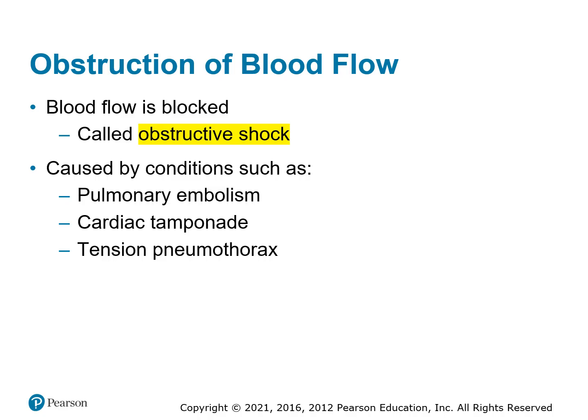Cardiac tamponade is when the sac around the heart fills with blood, and tension pneumothorax is the lung collapsing. You can relieve a lot of these. If you know about pulmonary embolisms, if you know you're susceptible to blood clots, they'll give you blood thinners to help prevent it, or they may put something called a Greenfield filter just before the right side of your heart to filter clots.